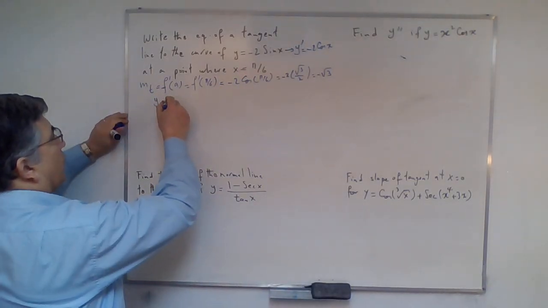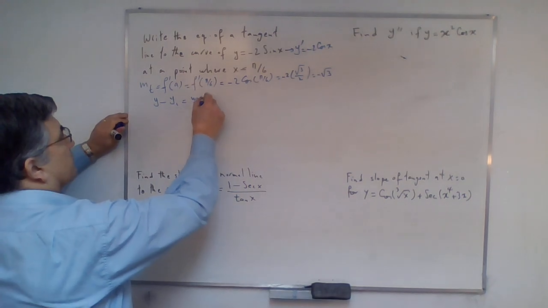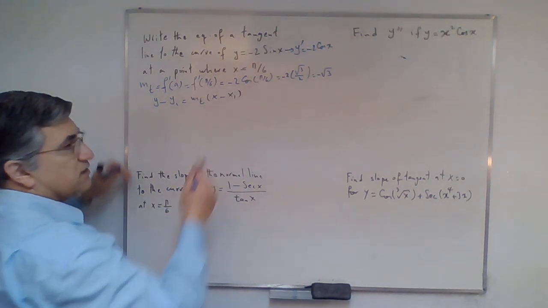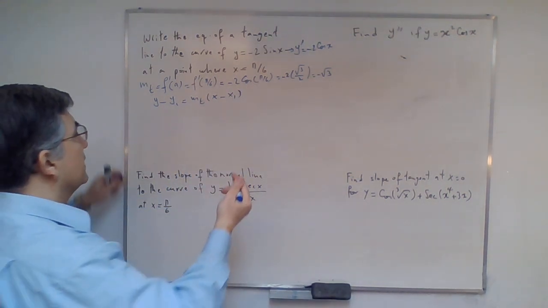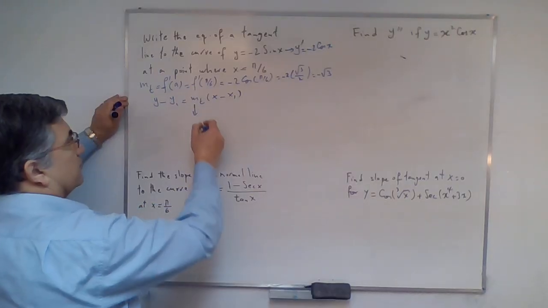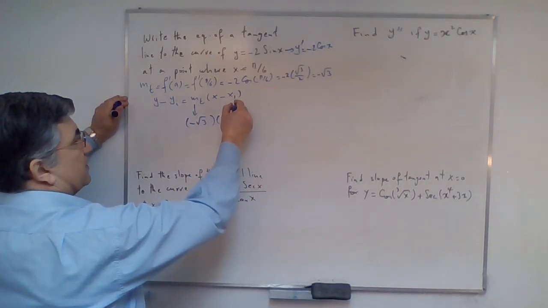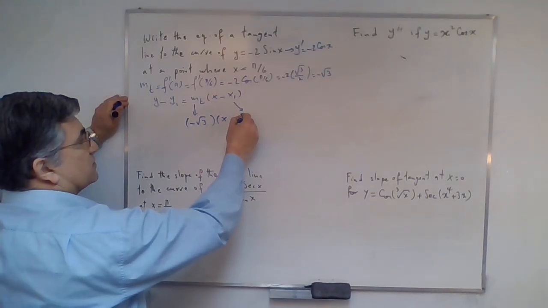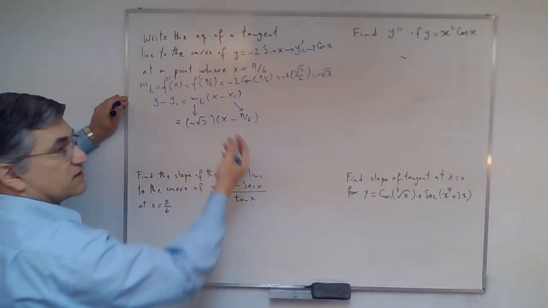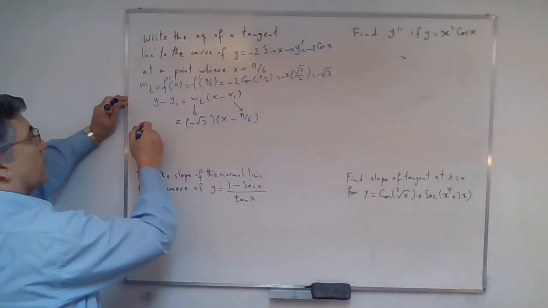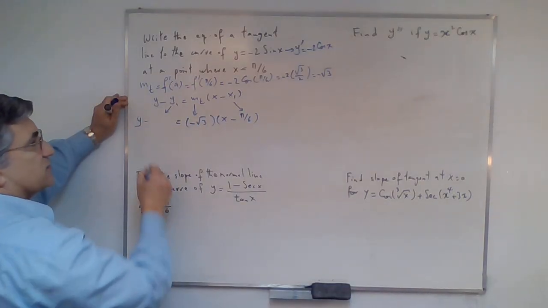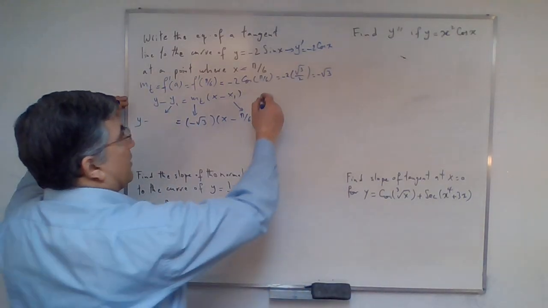Now, we know that y minus y1 equals m times x minus x1 is the equation of any straight line. So instead of slope of tangent, I can plug in -√3. Very clear. Instead of the x-coordinate of point of tangency, I can plug in pi over 6. Very clear. But what is the y-coordinate of point of tangency? I don't know yet. So I'm going to find it.